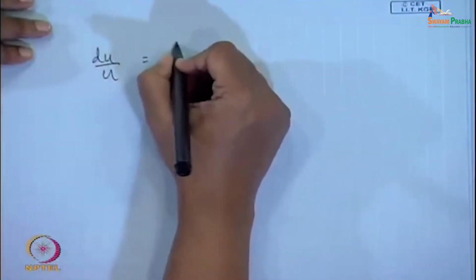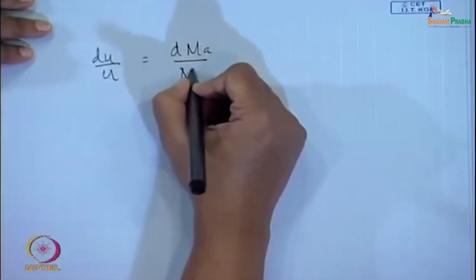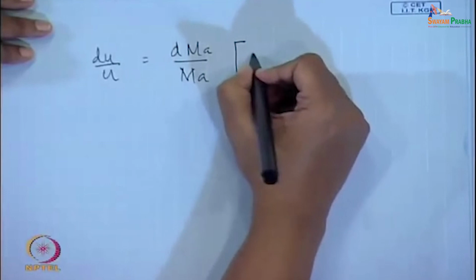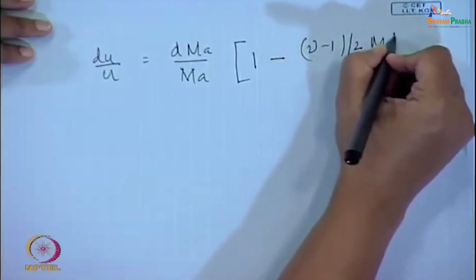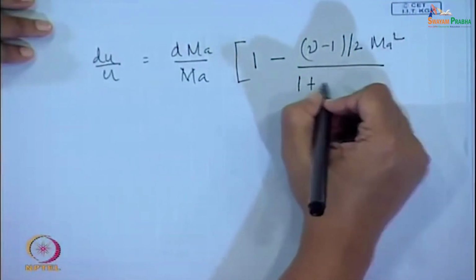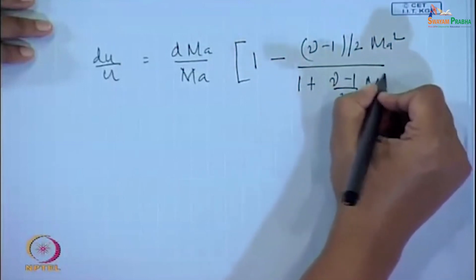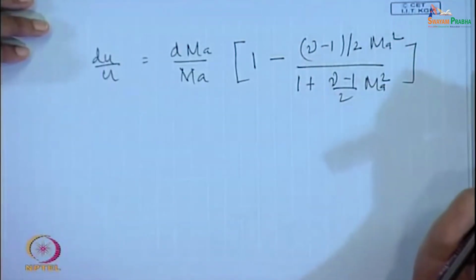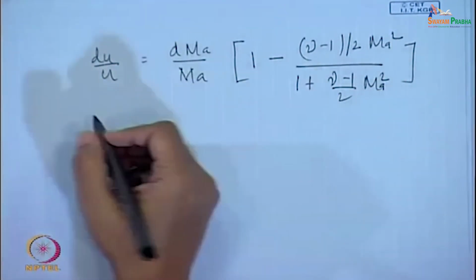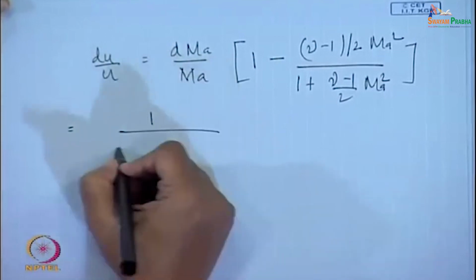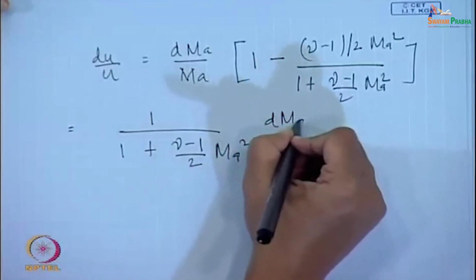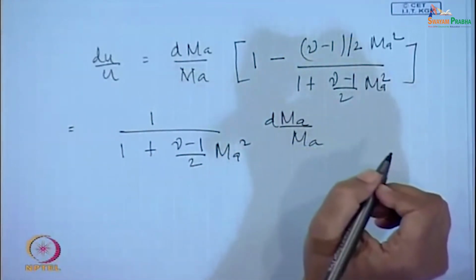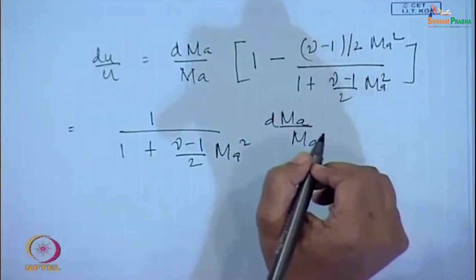If we do it, we find that du by u becomes dMa by Ma into 1 minus (gamma minus 1) by 2 Ma square by 1 plus (gamma minus 1) by 2 Ma square, or this can be written as 1 by 1 plus (gamma minus 1) by 2 Ma square. This is the thing that we can get from this particular condition.